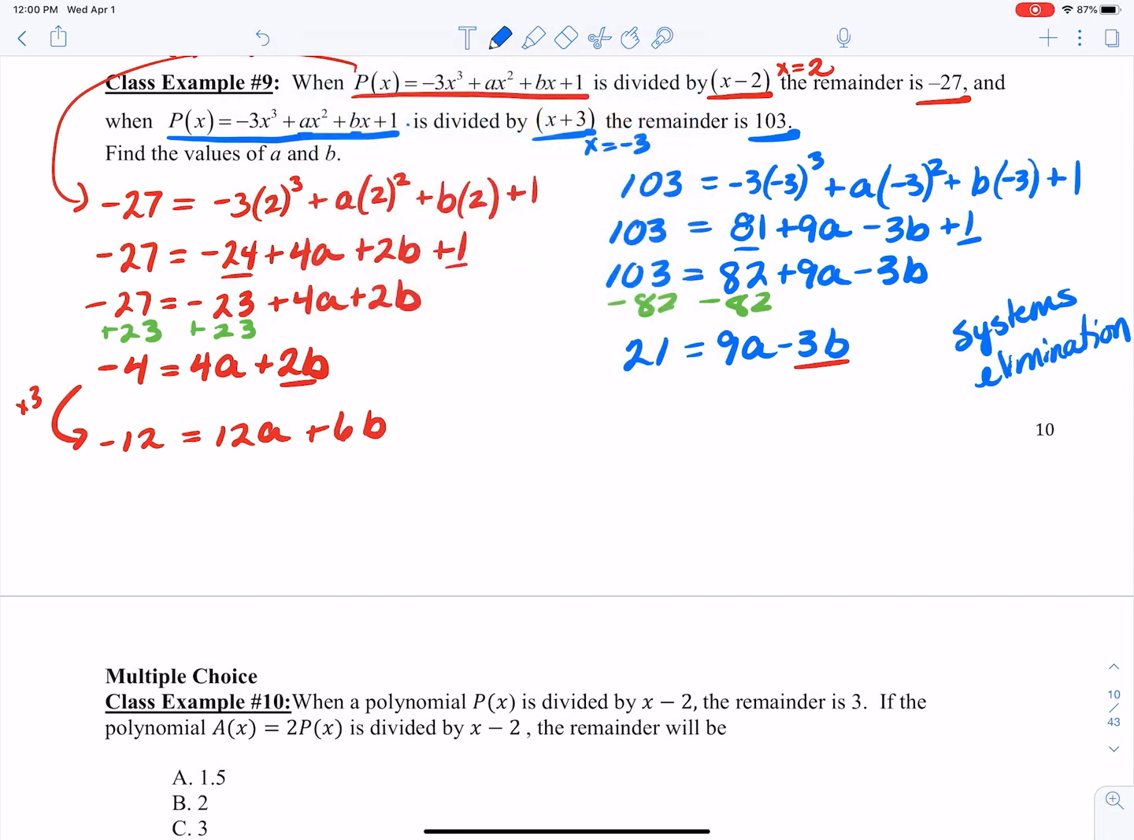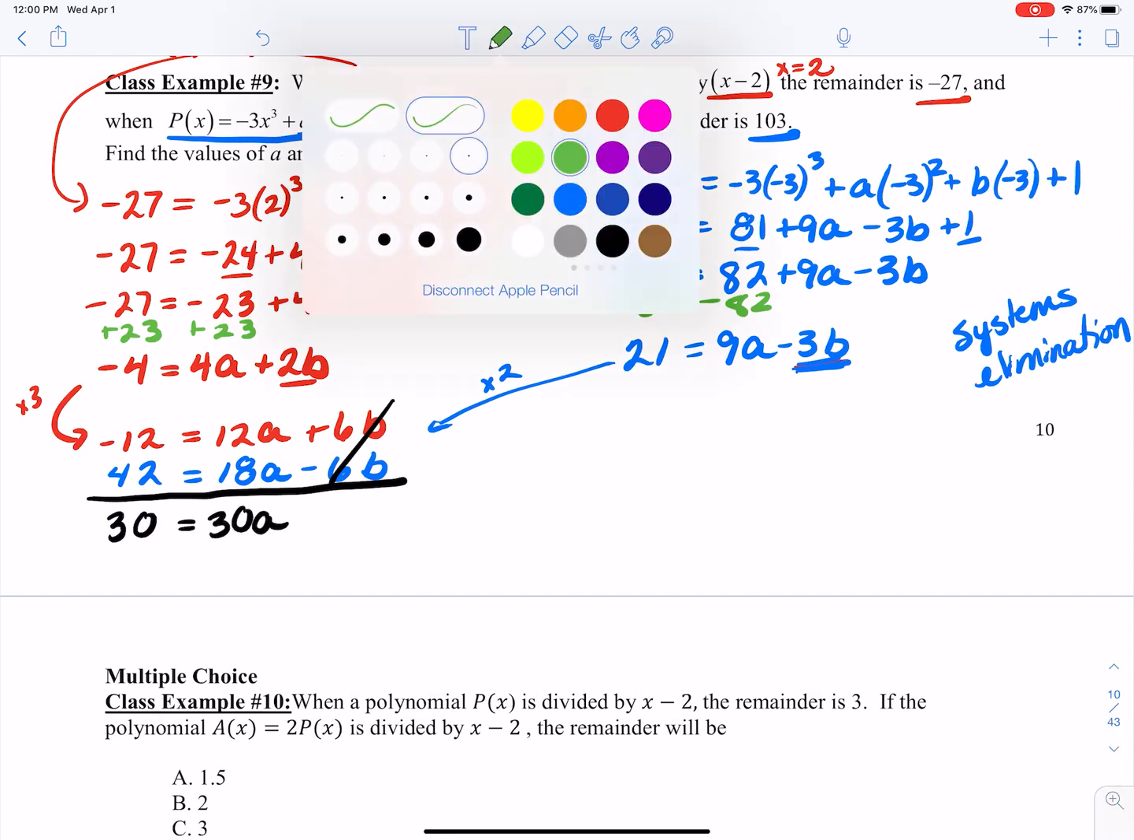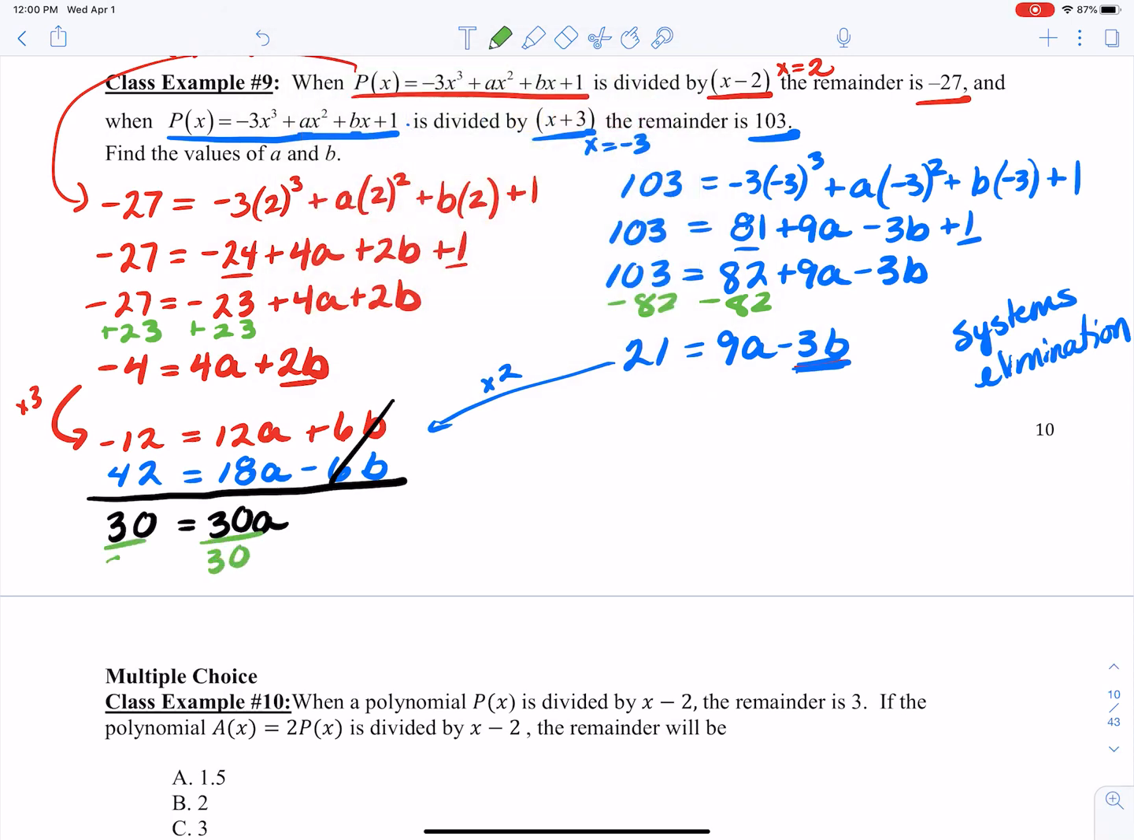Now I'm going to take my blue equation and I'm going to multiply that by 2, because again, that's going to create a 6 over here. Be careful to line everything up nicely. 42 is equal to 18a minus 6b. And if I add these two equations, I see that b eliminates, and that's what I want. So negative 12 and 42 is 30, is equal to 30a. And from here, if I solve that, I end up with a is equal to 1.